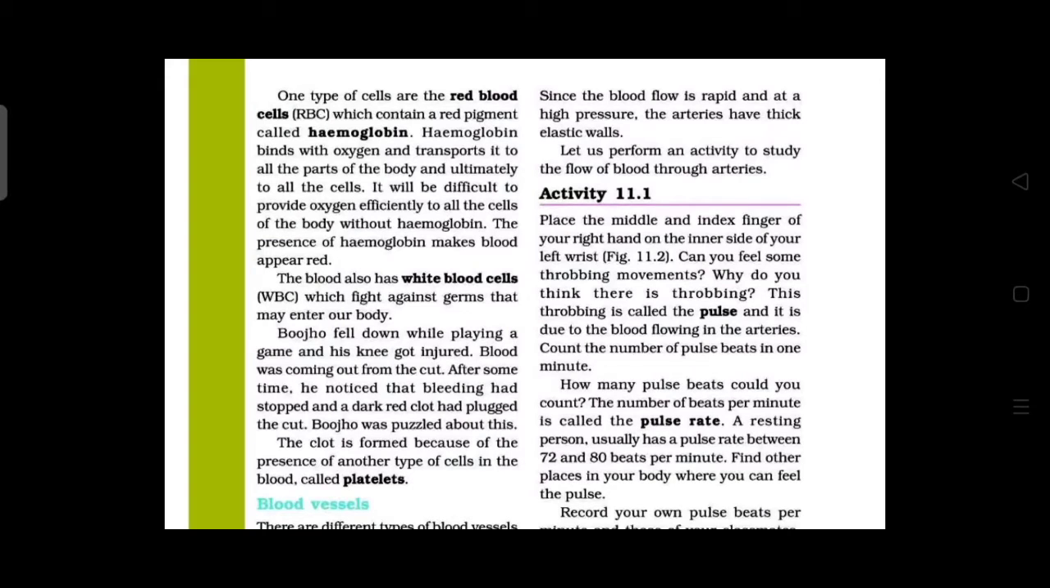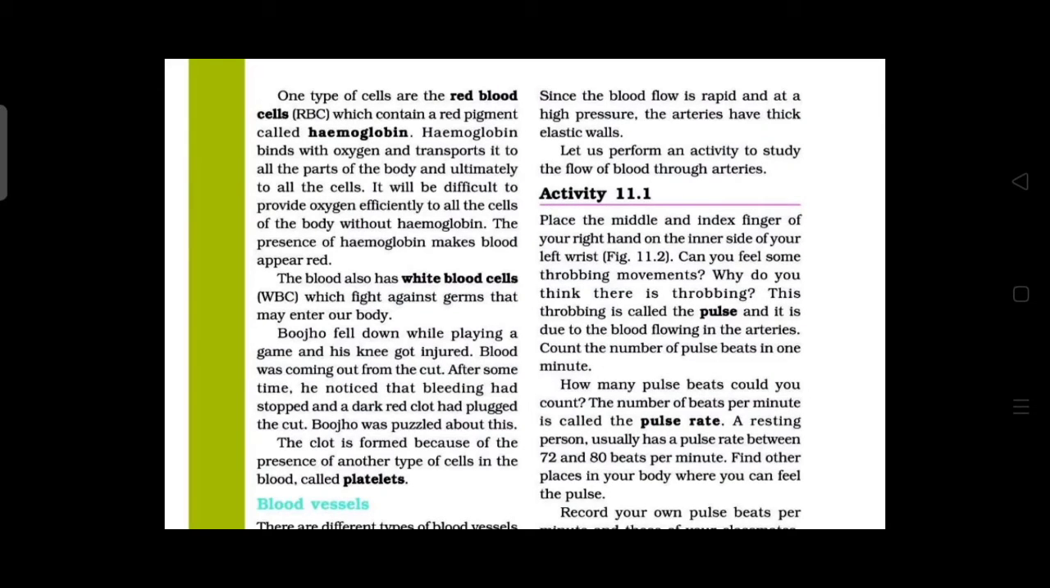The presence of hemoglobin makes blood appear red. Because of hemoglobin, our blood color is red. Then about white blood cells. What is meant by white blood cell?